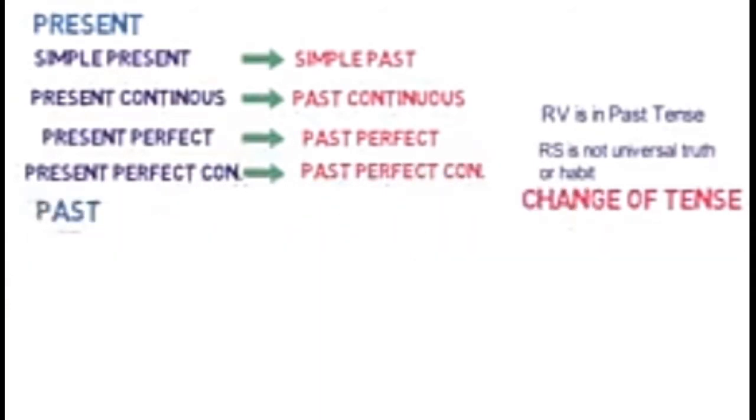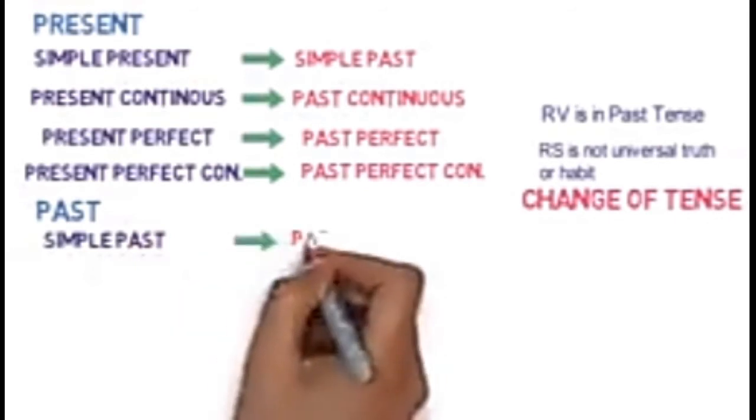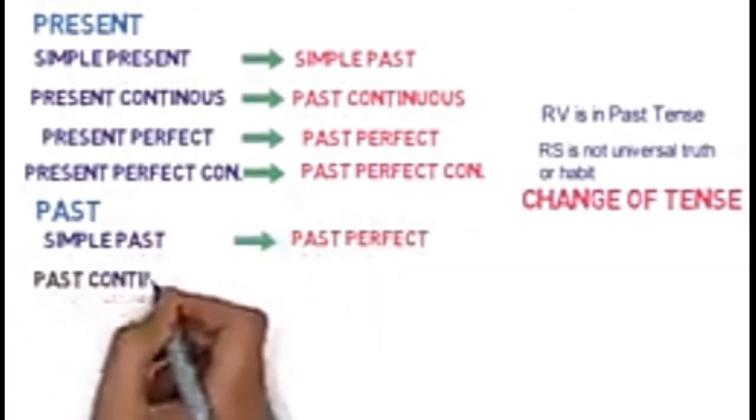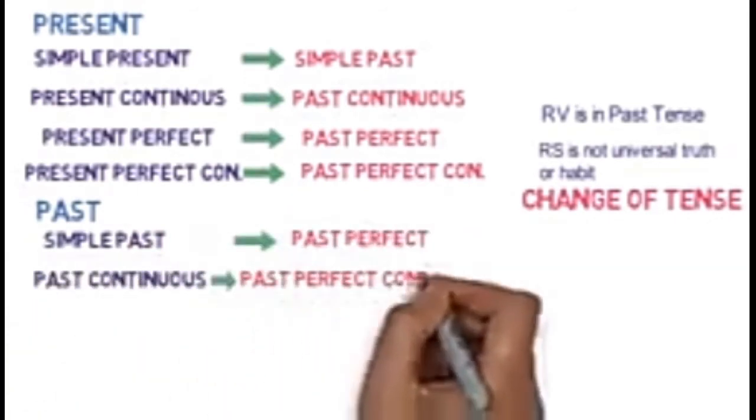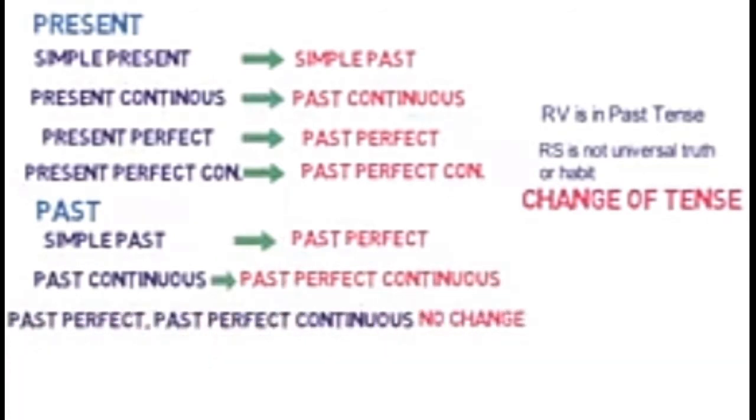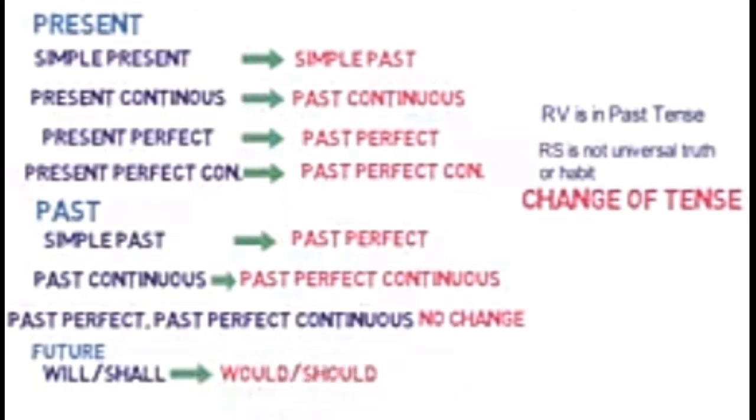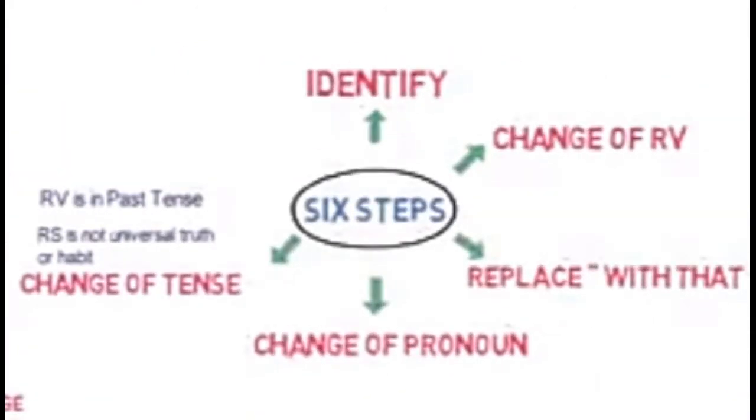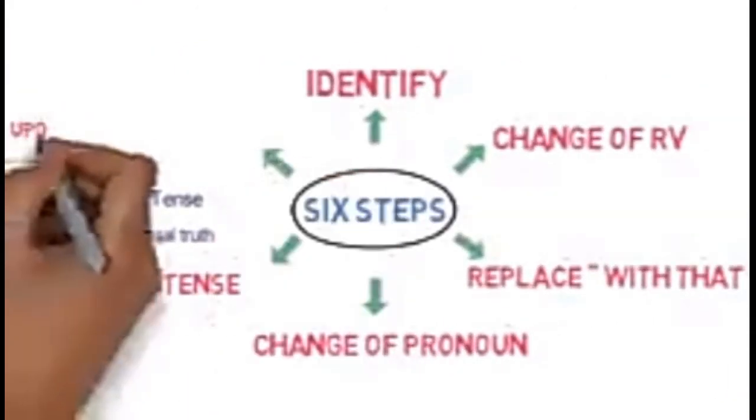For past tenses, simple past will be converted to past perfect. Past continuous will be converted to past perfect continuous. Past perfect and past perfect continuous won't change. And for future tenses, will or shall used in the sentences will be replaced by would or should. And for the modal verbs can or may in the sentence, it will be converted to could or might. So these are the changes in the tenses which will occur. Now let's look into the final step.